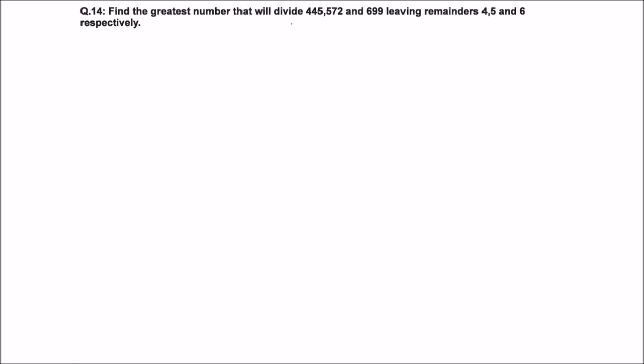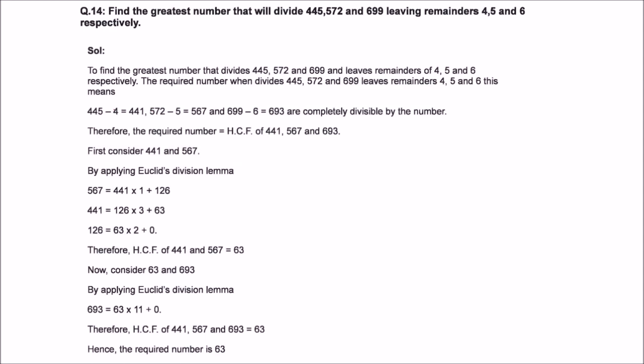Find the greatest number that will divide these three, leaving remainder 4, 5, 6. So same thing we are going to do. We'll subtract 4 from here, 5 from here, and 6 from here. And these three numbers which we get, we are trying to find out the HCF. So how to find the HCF?